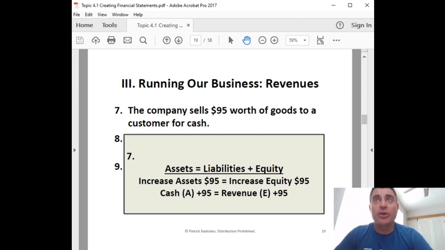We're going to sell $95 worth of goods to a customer for cash. So what do we have there? We're going to increase our assets. We're going to increase our cash account, and we're going to increase our equity. But in this case, it's going to go into revenue, right? So revenue on its own is going to increase our equity. The more we earn from providing goods and services to our customers, the more value we've actually created for our shareholders. And so all else held equal, of course, we're going to have expenses. I'll cover them later. I'm just not covering them right now.